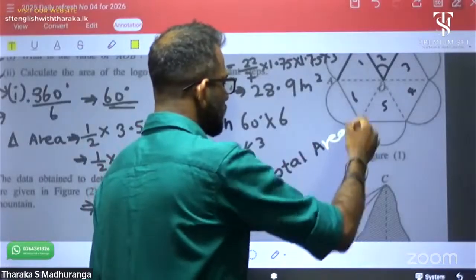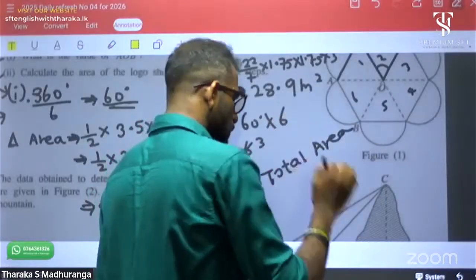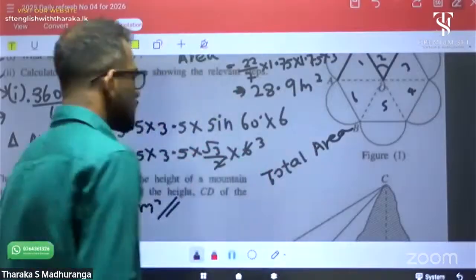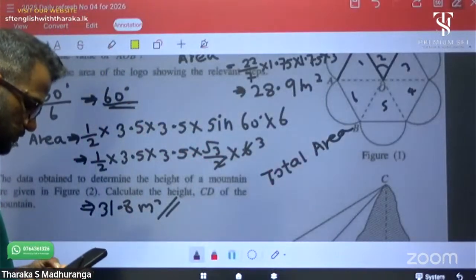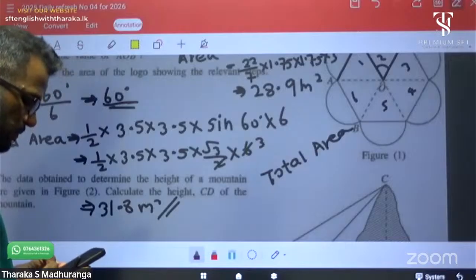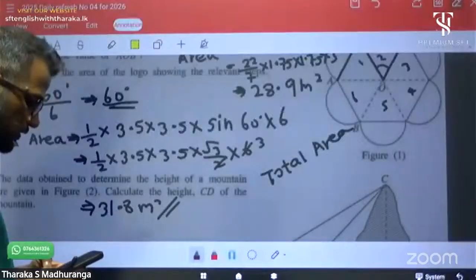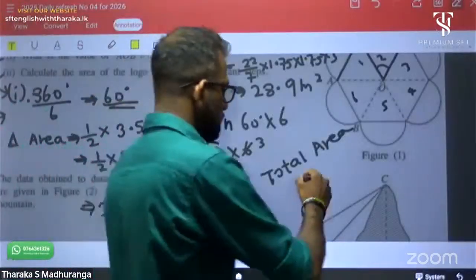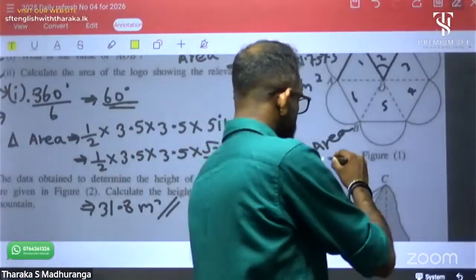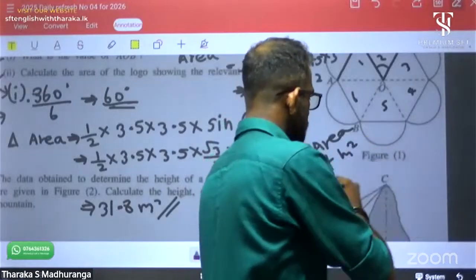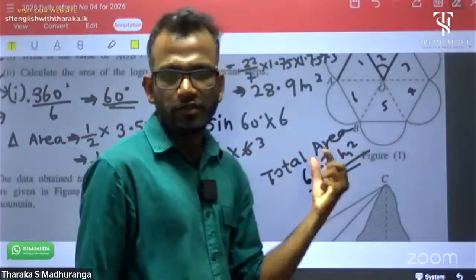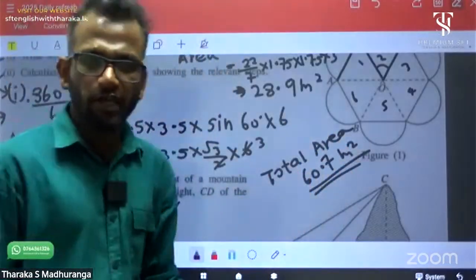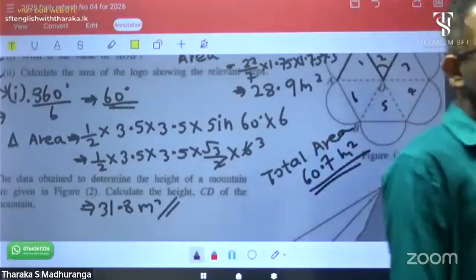Please clearly note down and attach this paper. I think you all have printed paper. 28.9 plus 31.8, 60.7. 60.7 square meter. Okay, who got 60.5 to 60.8 as the answer? Who got?